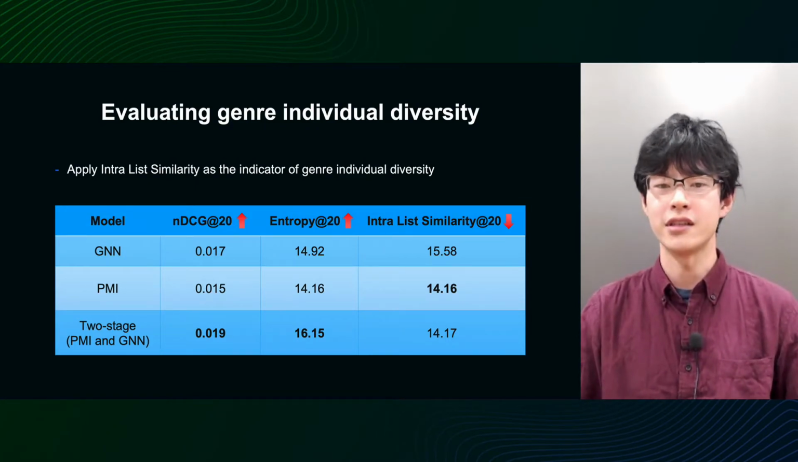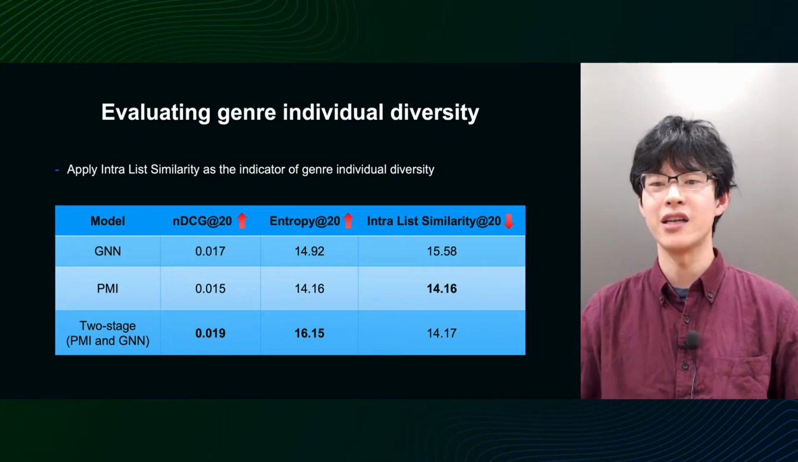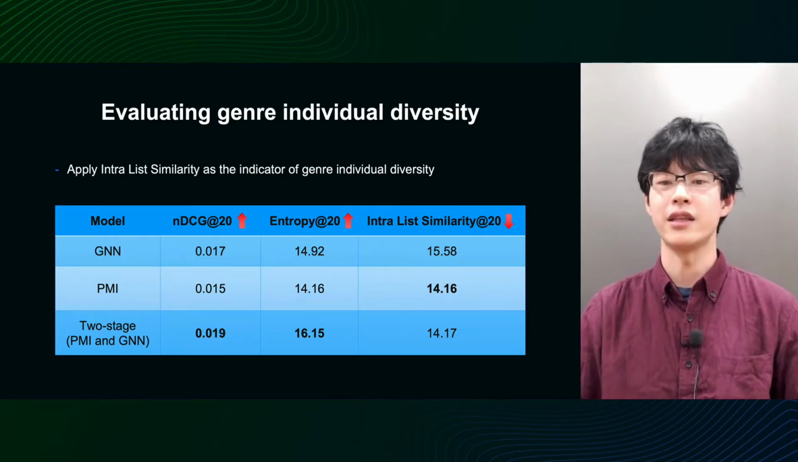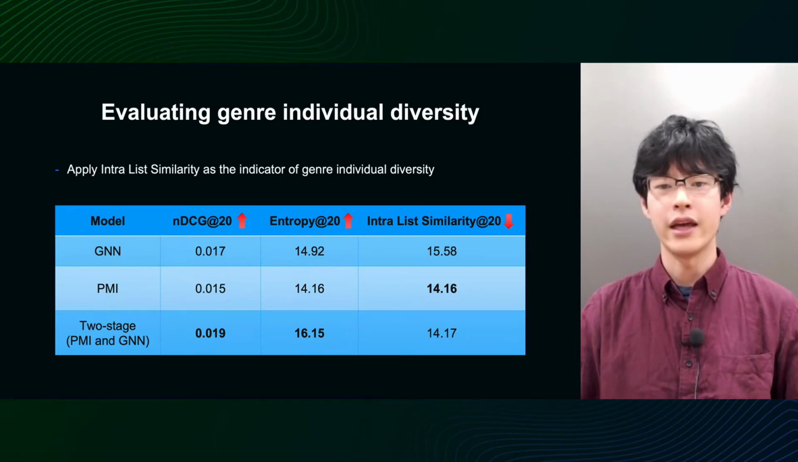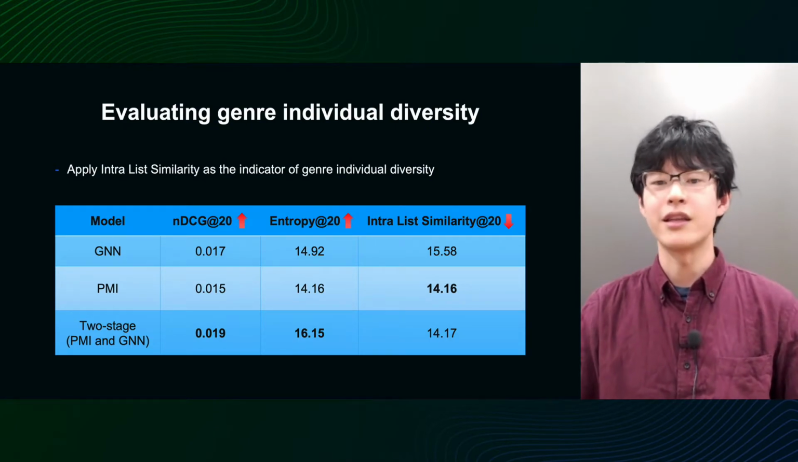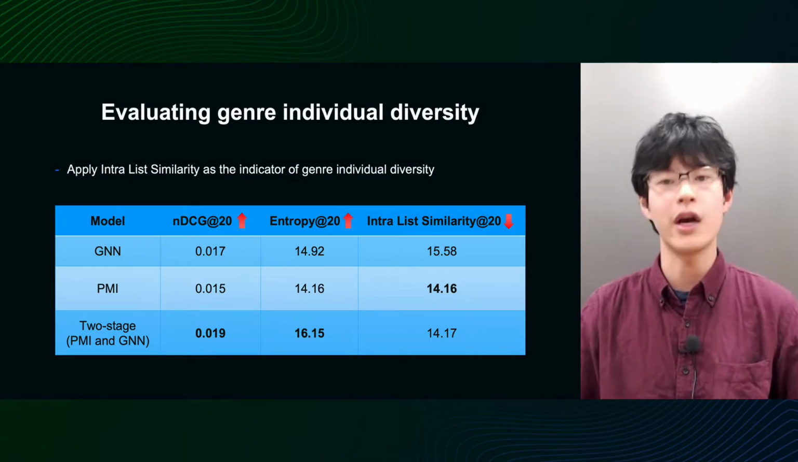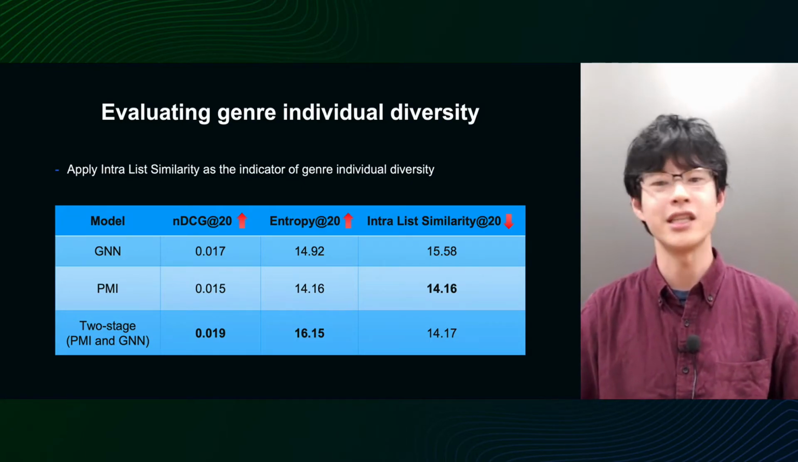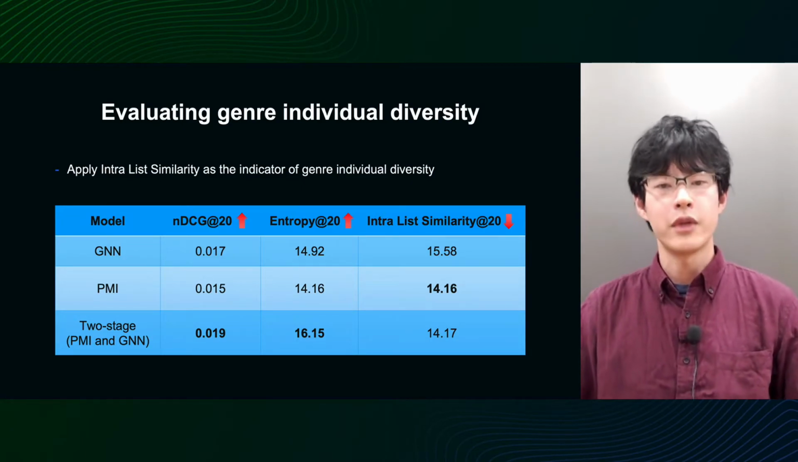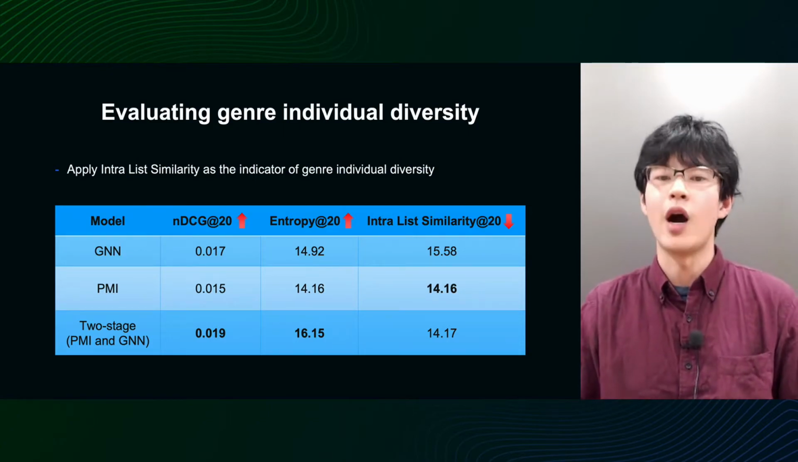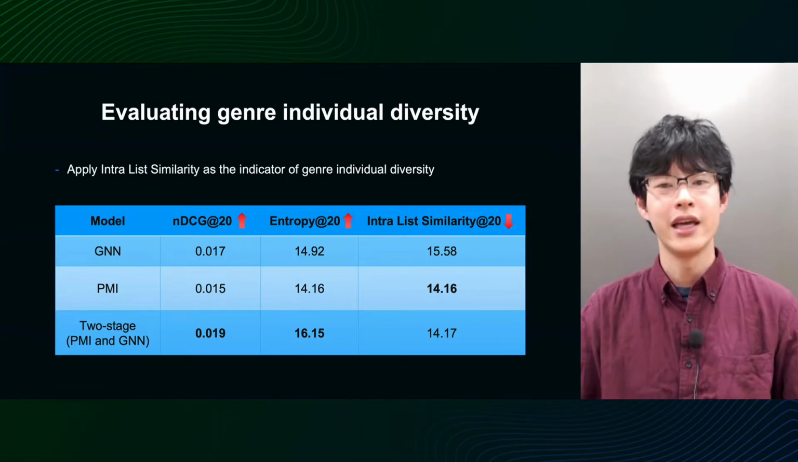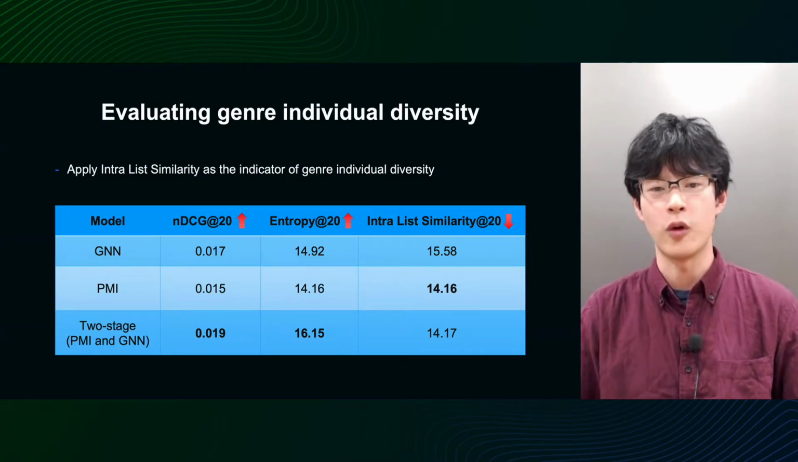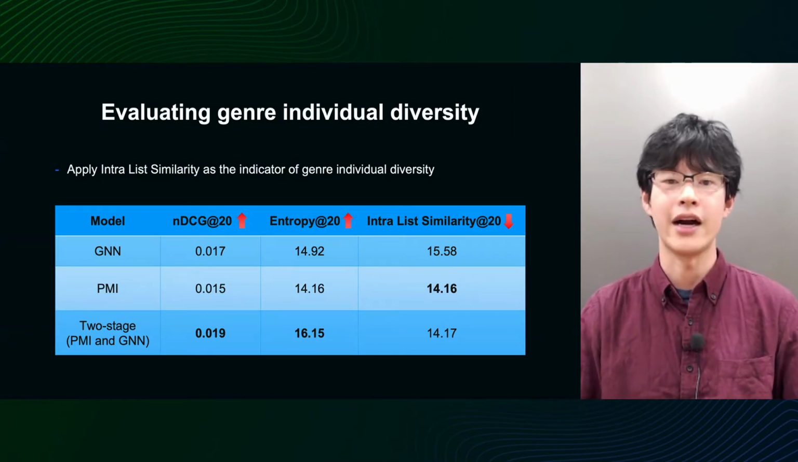The first line, GNN, is an embedding model, and the two-stage model, which combines a PMI model, is the third line. Comparing the first line with the third line, similarity is decreasing and genre diversity is increasing. So we can see that this approach is correct. Also, NDCG and entropy have increased, which may be due to the ensemble effect of combining models with different ways of thinking to increase the overall accuracy.